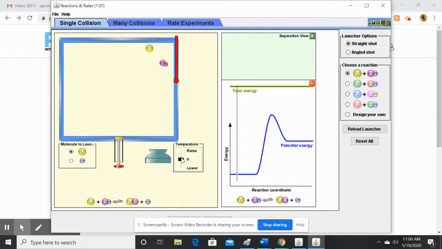So for reaction rate, think of temperature. And there are other things that we can do to affect the reaction rate, which we'll talk about as well. You could watch this forever. It's pretty cool.